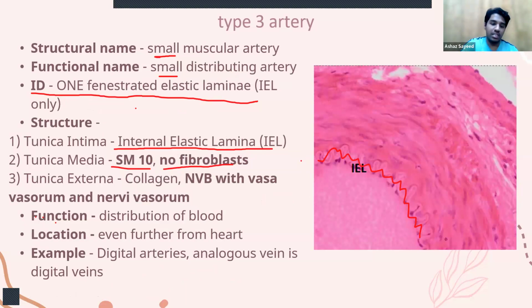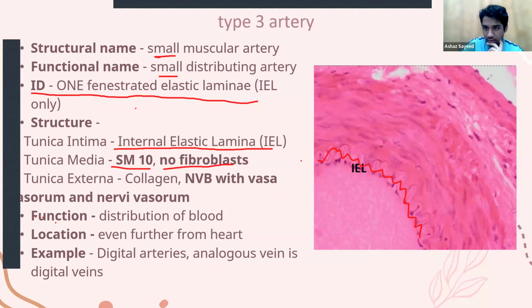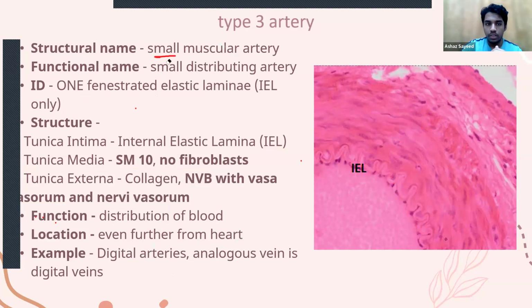The tunica externa is the same thing. You have the neurovascular bundle with vasa vasorum to supply all of this, because it's still a pretty thick layer and, even after becoming so small, it still needs a neurovascular bundle with vasa vasorum and nervi vasorum. Again, the function is distribution of blood further away from the heart. Examples: digital arteries, the arteries within your fingers. So again, remember 10 smooth muscle layers, no fibroblasts, and one elastic lamina.